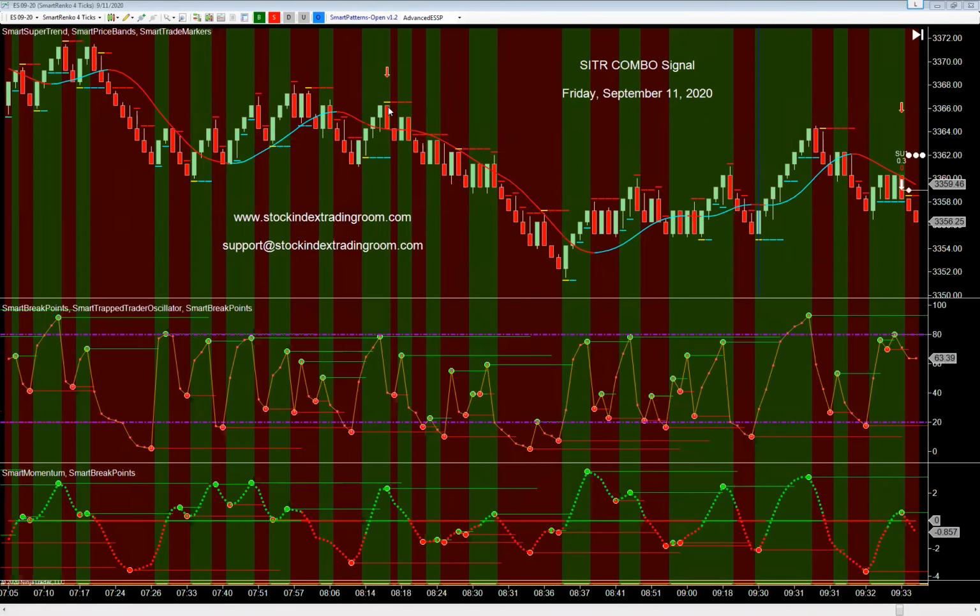But here's a combo signal. It's very, very simple. We only take signals in the direction of the color of Smart Price Band.